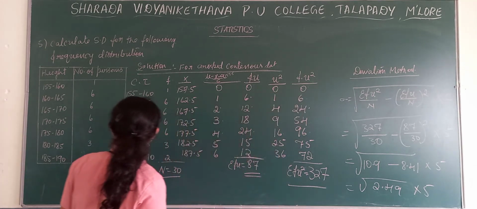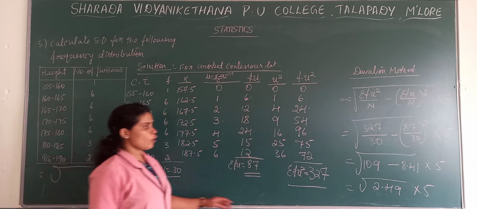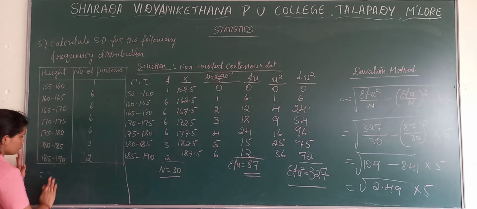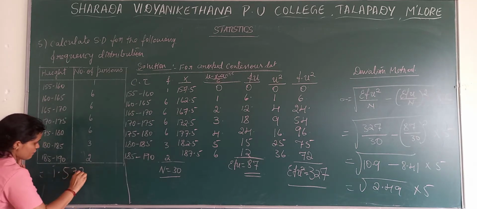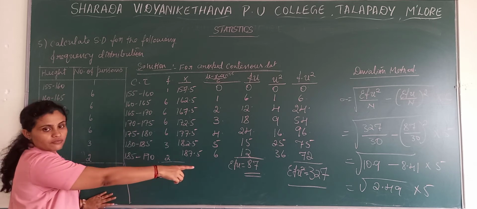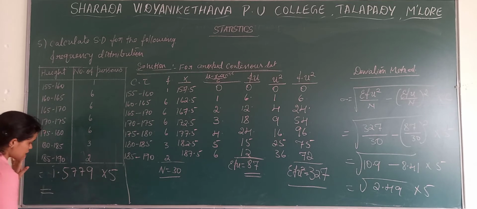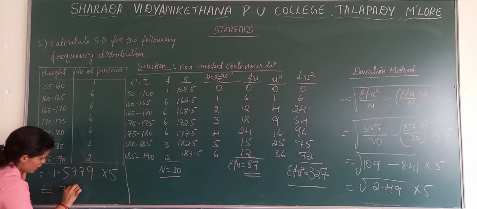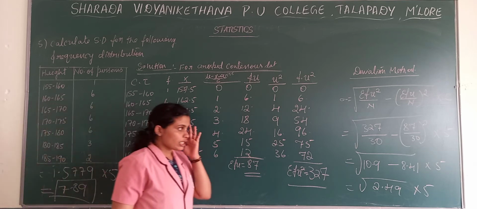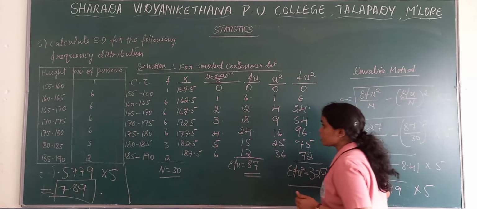Now when you take the root of 2.49, we get there 1.5779 into, multiply with c, that is the width, that is 5 there. So here when you multiply you get there 7.89. You get a similar answer when you try it with direct method as well as deviation method.